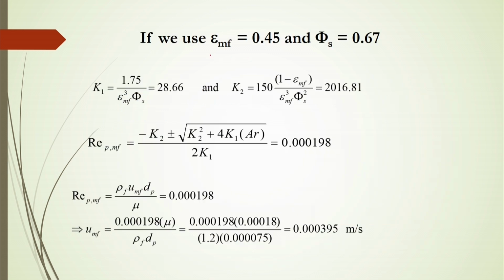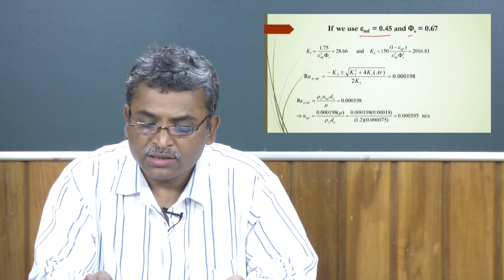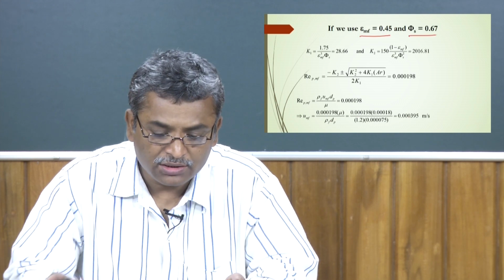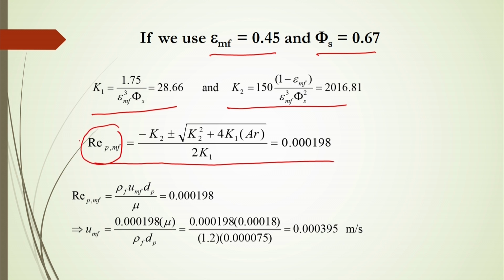So, if we use here epsilon mf is equal to 0.45 as per the equation given by Wen and Yu, and the sphericity as 0.67, then we can calculate what should be the parameter K1 and what should be the parameter K2. So, from these parameters K1 and K2, we can calculate what should be the Reynolds number at this minimum fluidization condition. So, once we know this Reynolds number at this minimum fluidization condition, we can obtain the minimum fluidization velocity from this Reynolds number as this one.